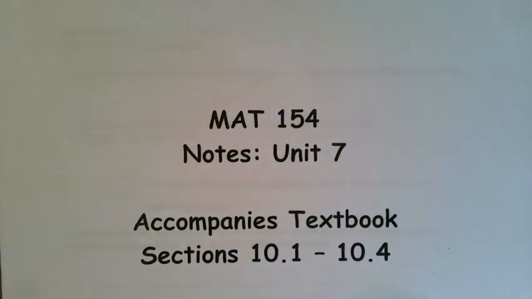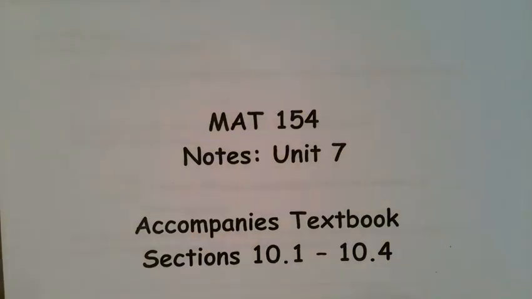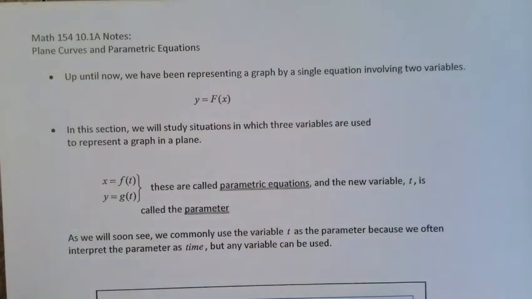This is the beginning of Unit 7, and we'll be looking here at the textbook sections 10.1 through 10.4. We'll be talking primarily in this unit about other types of systems for writing equations. First, the parametric system, and then the polar system. So 10.1 is all about parametric equations.